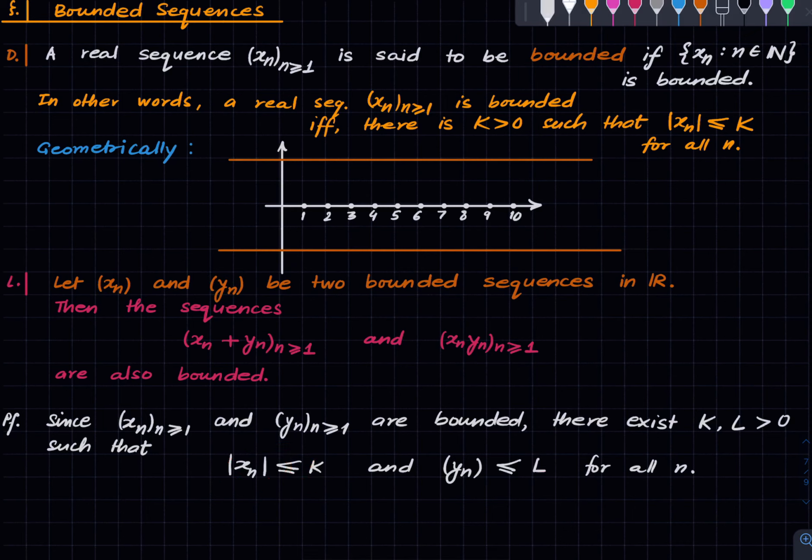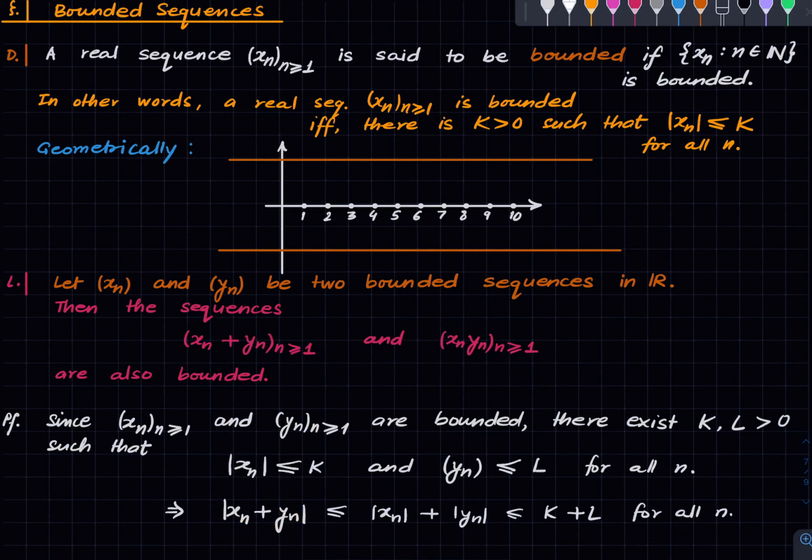And now by triangle inequality, we have this, which is of course less than or equal to that for all n. And therefore, the summed sequence, meaning that guy, that is also bounded. So just an immediate application of the triangle inequality gives us boundedness.